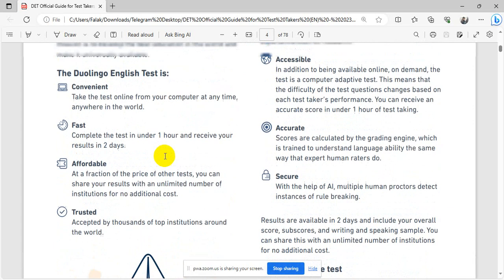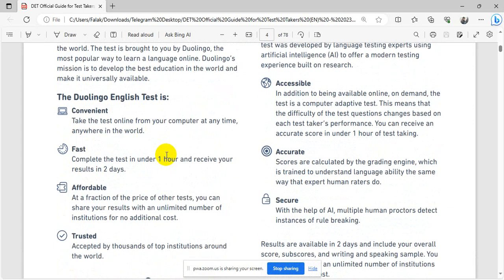So what do they mean by saying convenience? As you know, you can take the Duolingo test just by a computer, online, at any time, anywhere in the world. It means the time and the place will be selected by you. It's not like other tests that, for example, give you a specific address and a specific time to be present for the test. Those things do not apply for Duolingo. In Duolingo, the time and the place are up to you.